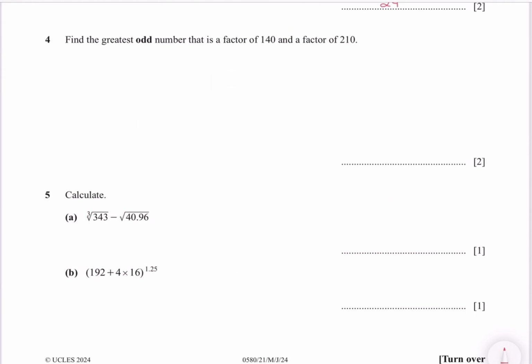Question number 4. Find the greatest odd number that is a factor of 140 and a factor of 210. So this is simple. Just start by taking the LCM of 140 and 210.